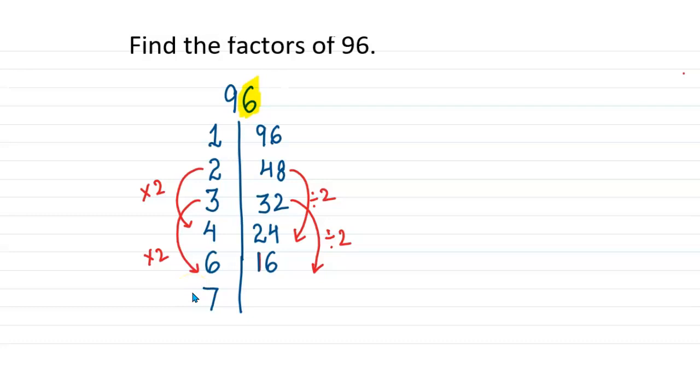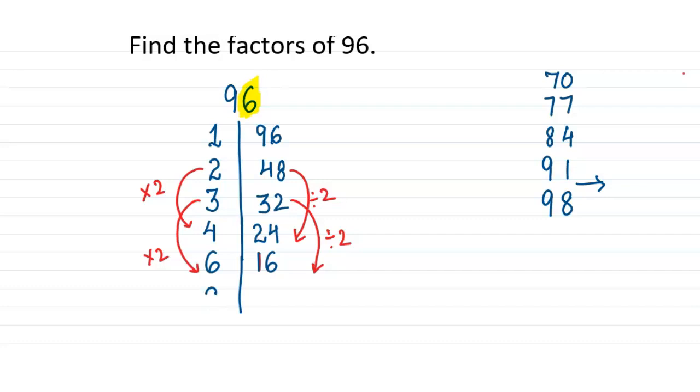Now, let's look at the multiples of 7. I will start from 70 because I have to go to 96. So next is 77, and then we have 84. Then we have 84 plus 7, we have 91, and then we have 98. So 96 is not a multiple of 7. That means 7 is not a factor of 96. So we remove the number 7.